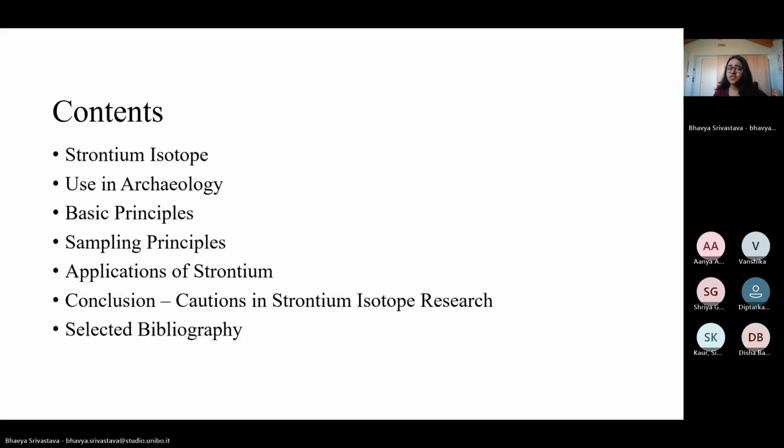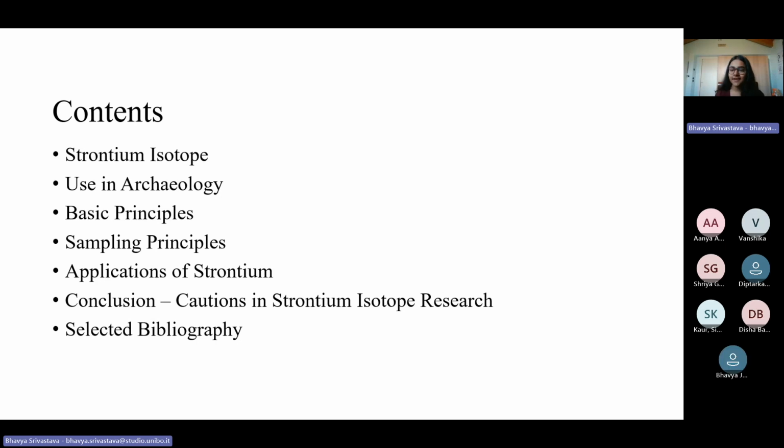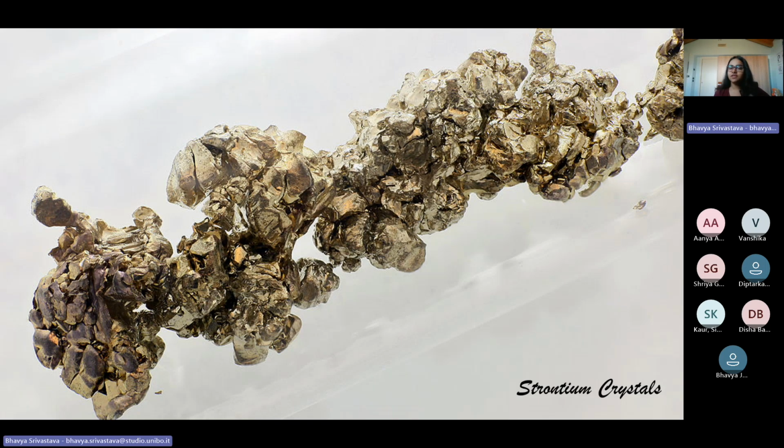So, just a basic layover of the talk. We'll be talking about strontium isotope, how it is used in archaeology, the basic principles involved, the theoretical considerations, how the samples are taken in, and how it is applied. And then we will not just end the lecture on seeing the potential of strontium, but also understand that it is important to be critical while using strontium or any sort of isotope. So let's begin. Now, this is a picture of the strontium crystal.